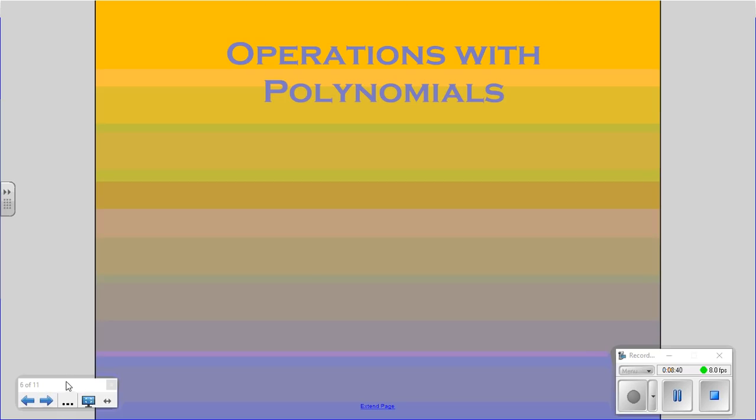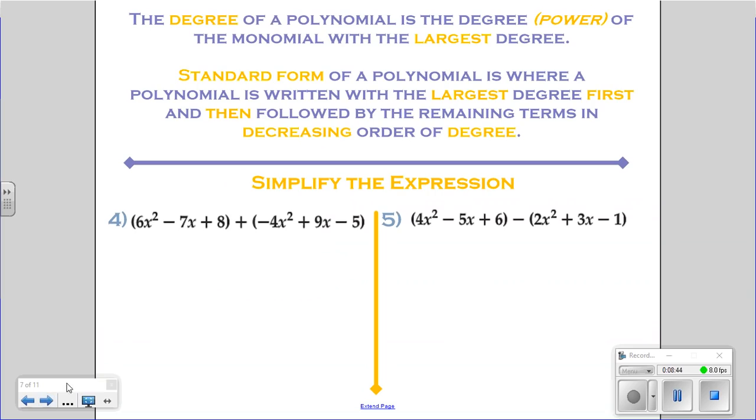Now we're going to talk about operations with polynomials. First, you need to make sure you understand what the degree of a polynomial is. And the degree essentially is the largest power for the polynomial.